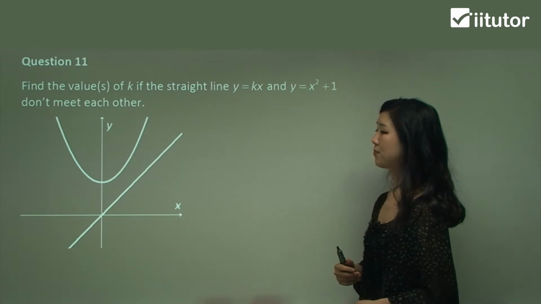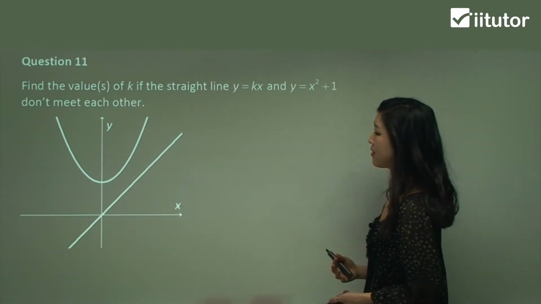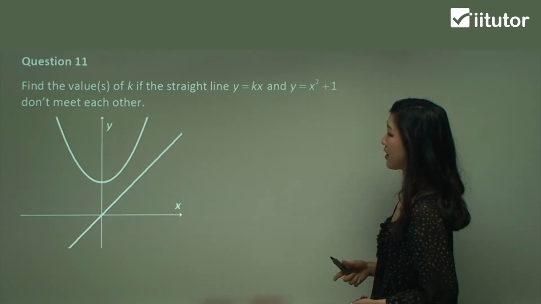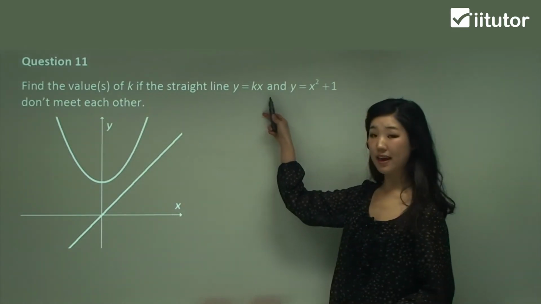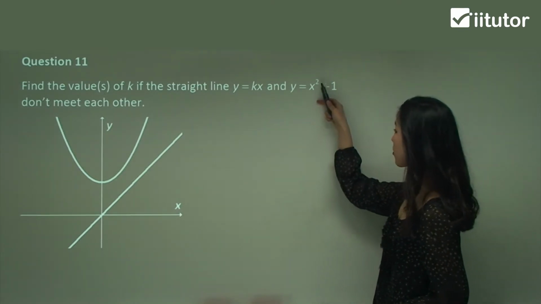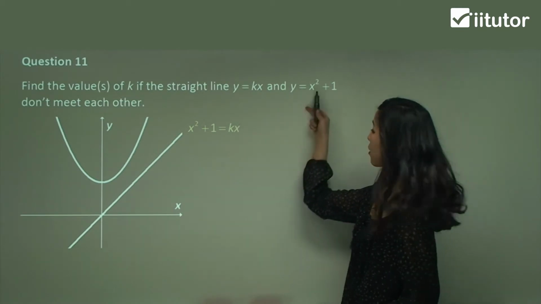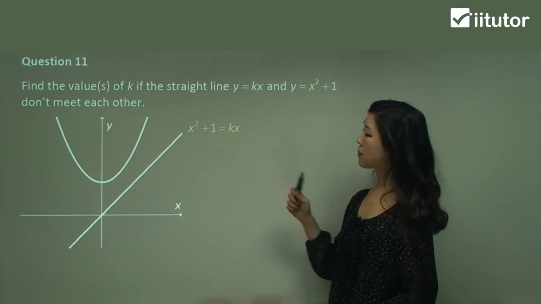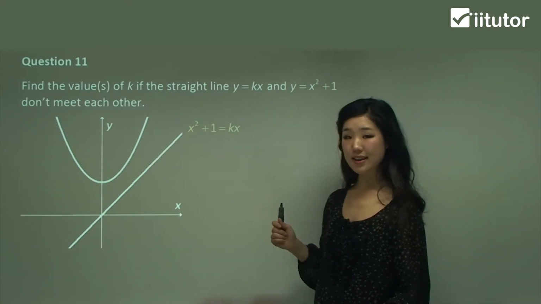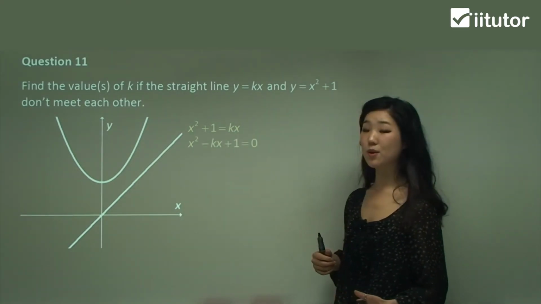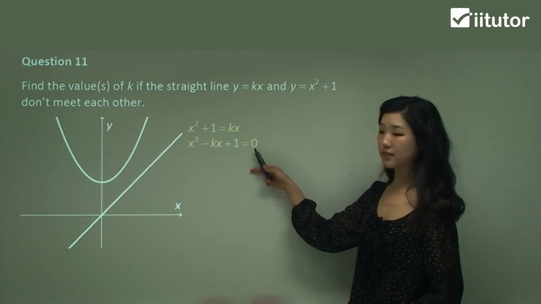So what I'm going to do is start off like what we did in question 10 and 9, solving them simultaneously. Okay, so see how y equals x squared plus 1 and y equals kx. So I can let x squared plus 1 be equal to kx. Okay, because they're both equal to y. So x squared plus 1 equals kx. I'm going to move kx onto the other side now to make it into a decent looking quadratic. So I have x squared minus kx plus 1 equal to 0.